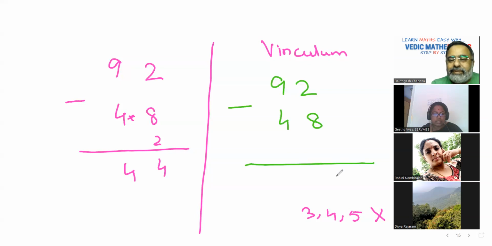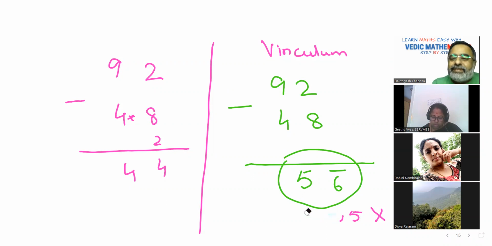-6, sir. Can I write 6 bar? Yes. And 9 minus 5? 9 minus 4 is 5. So 5, 6 bar is my answer. Now, do I remember what 5, 6 bar is? Mentally remember. Yes, sir. What was that?